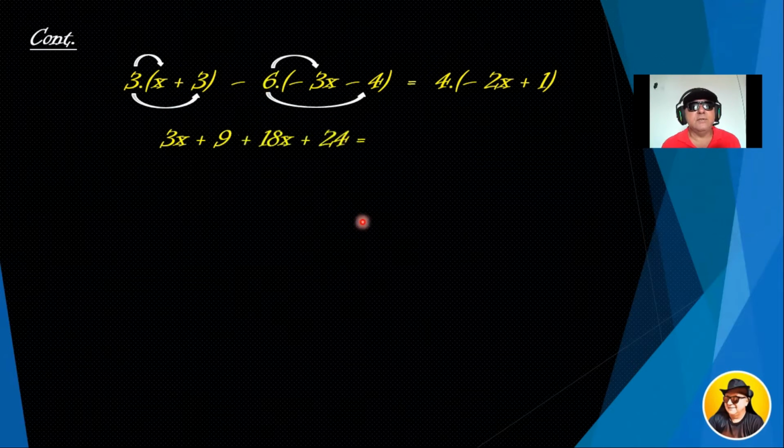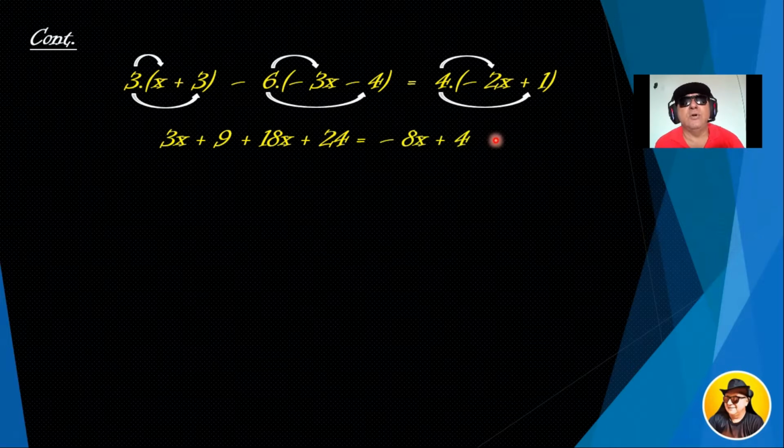Okay, so see what I have. And now go over and go under. 4 times minus 2x is minus 8x. And 4 times plus 1 is plus 4. See, okay? Now, this is equation type 1.